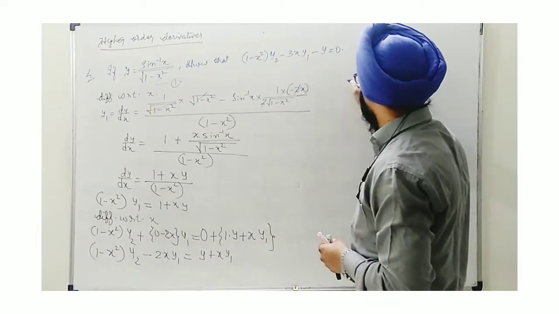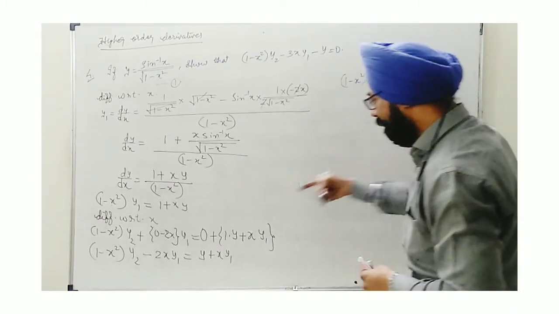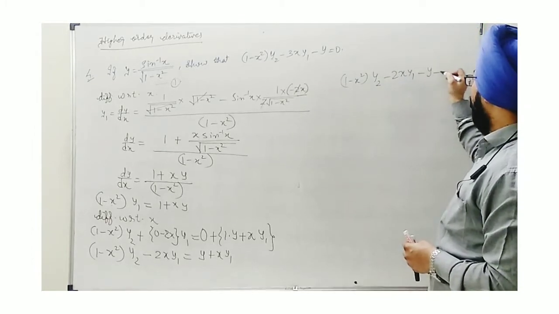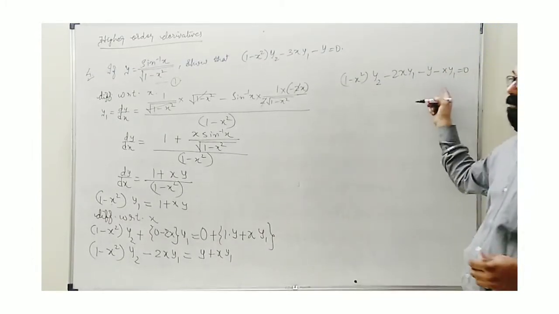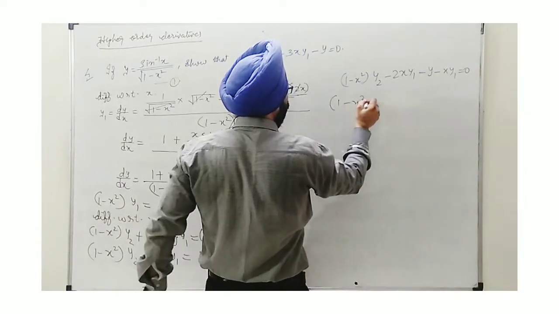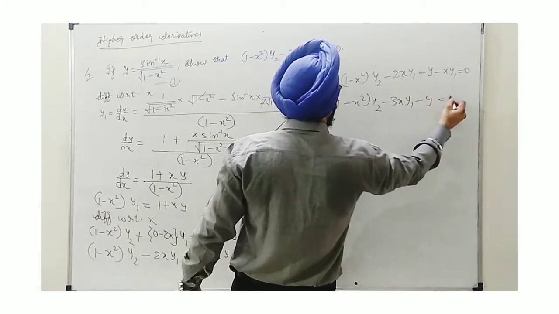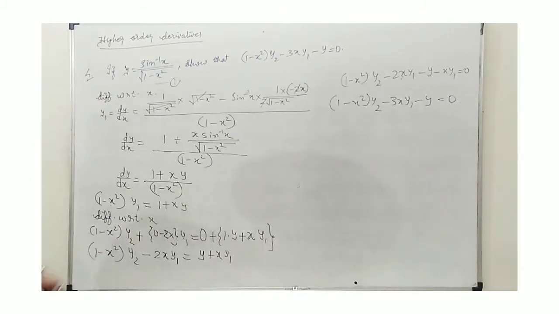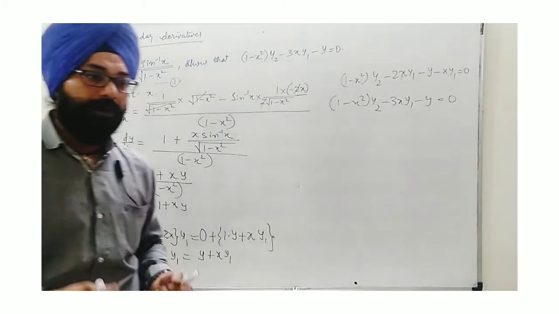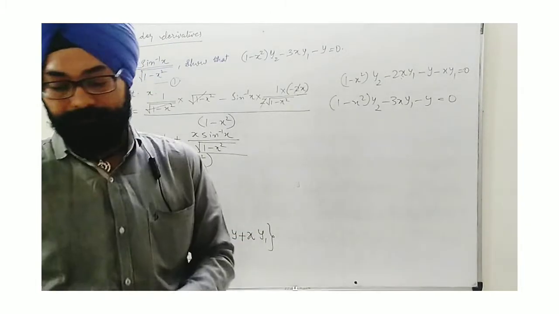If I shift all the terms, so 1 minus x square y2 as it is, minus 2x y1 as it is, both terms when come here, minus y minus x y1 equal to 0. You can see, simplify, we are having the required statement. We get 1 minus x square y2 minus 3x y1, solving these two, minus y equal to 0. So this way we get it directly. Okay. So this was a different one, including inverse trigonometric function. Okay. So we will see a few more examples to understand it better.